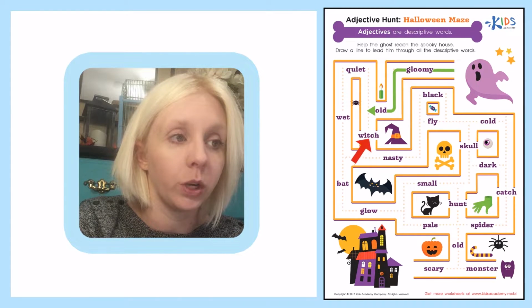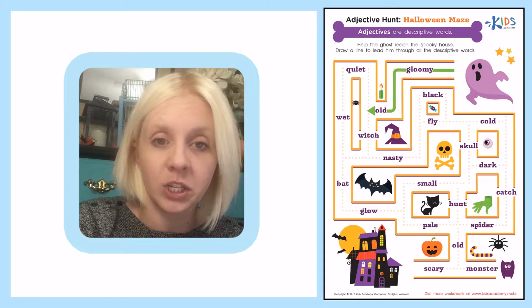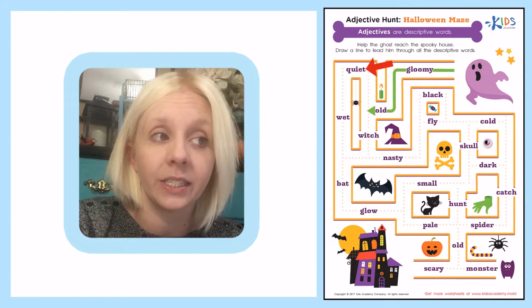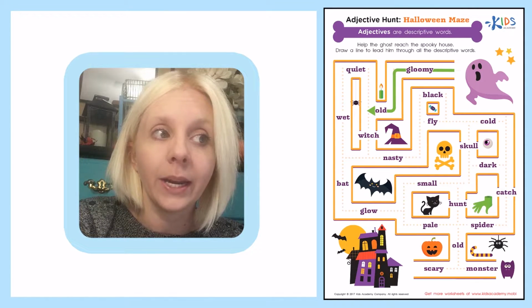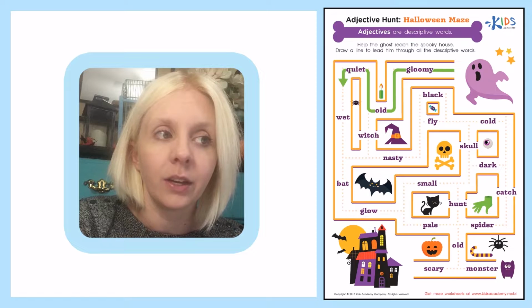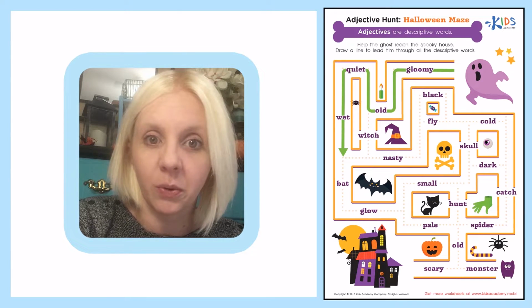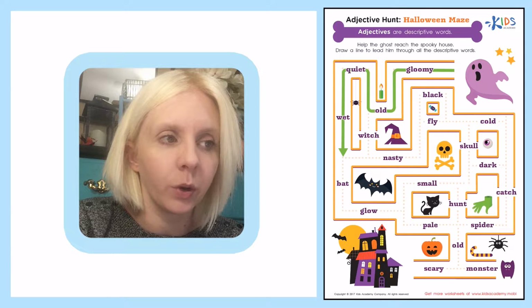Now, which way do we go here? Do we go to witch, like a witch, evil witch, or do we go to quiet? Think about which would describe something. Maybe the quiet cemetery. That describes something. So we're going to go on to this one, quiet. And then the next one is wet, maybe a wet field or a wet sock. Okay, and then we're going to go down here.